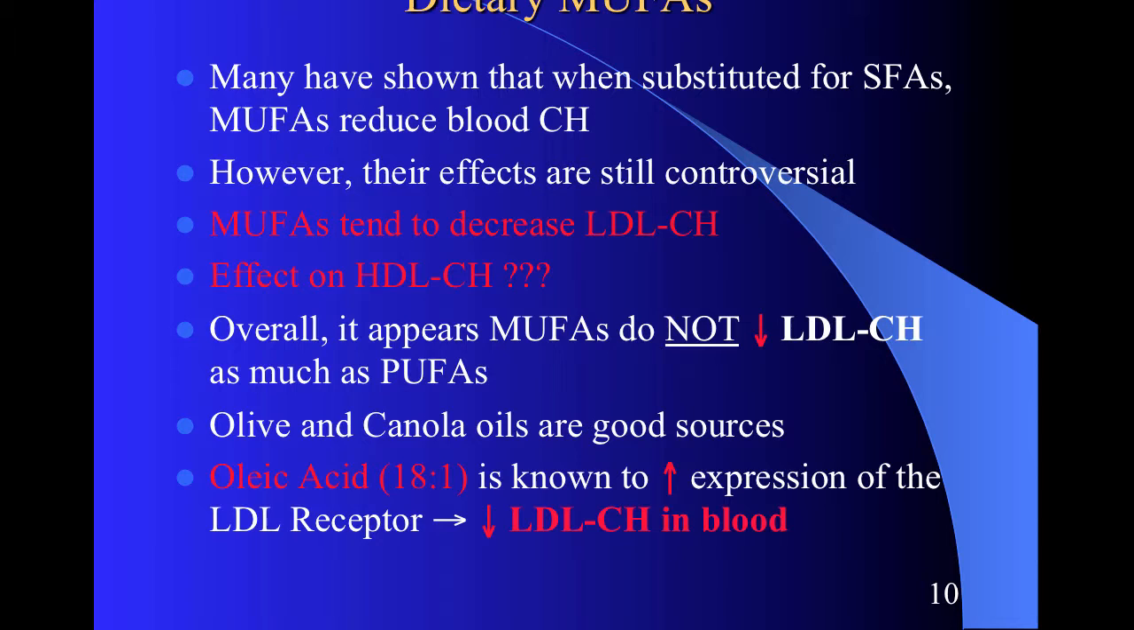Okay, and about 75% of the fatty acids in olive oil is oleic acid. So that's a good source. Canola oil is also a pretty good source of oleic acid.